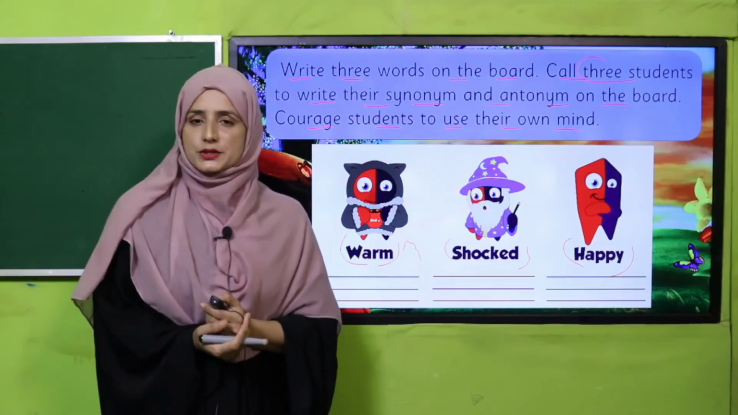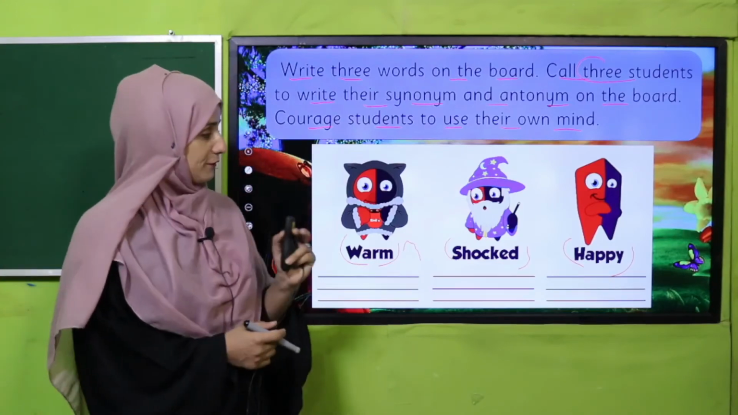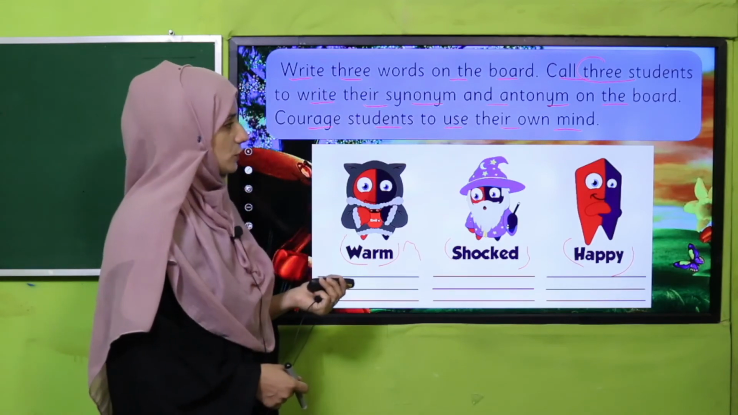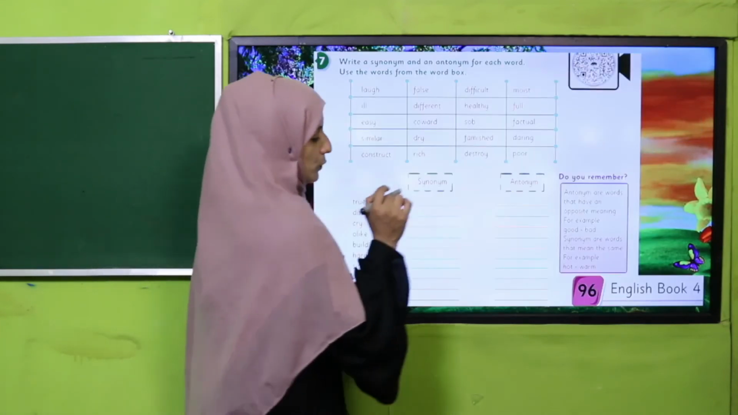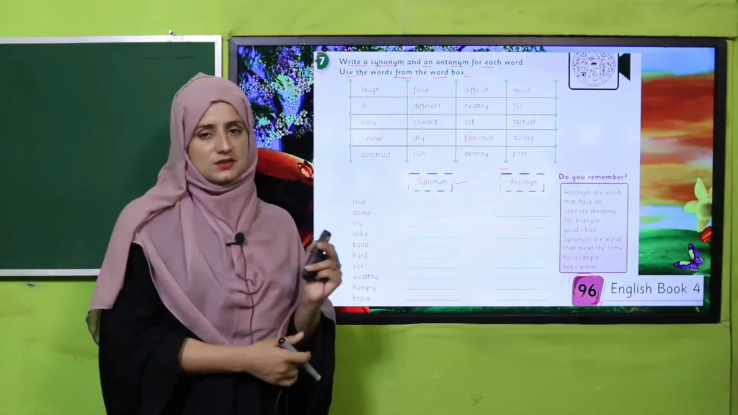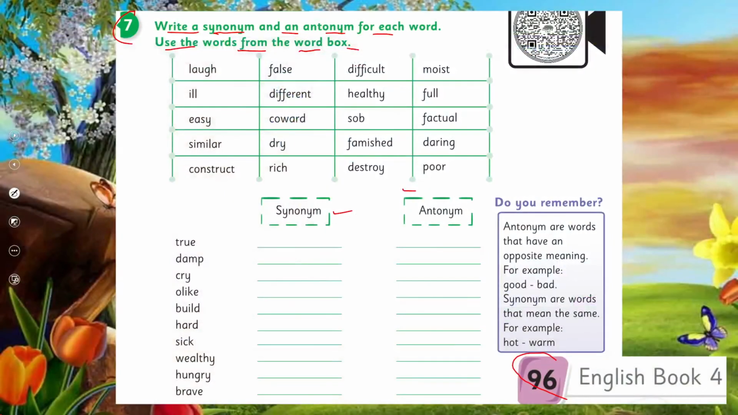Welcome back, my dear students and my dear teachers. I hope you have enjoyed it and gained much knowledge about synonyms and antonyms. So now it's time to perform an individual activity on page number 96, question number 7. Write a synonym and an antonym for each word. Use the words from the word box. These words are given and you will write a synonym and antonym. This is an individual activity, my dear students and my dear teachers. Pause the video and get this assessment from your students.